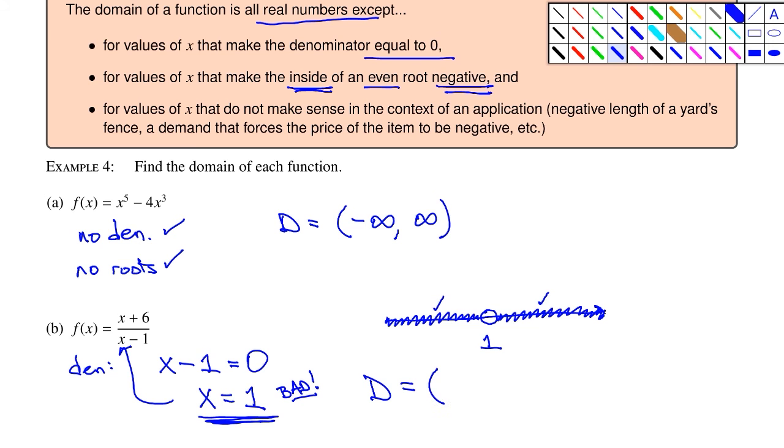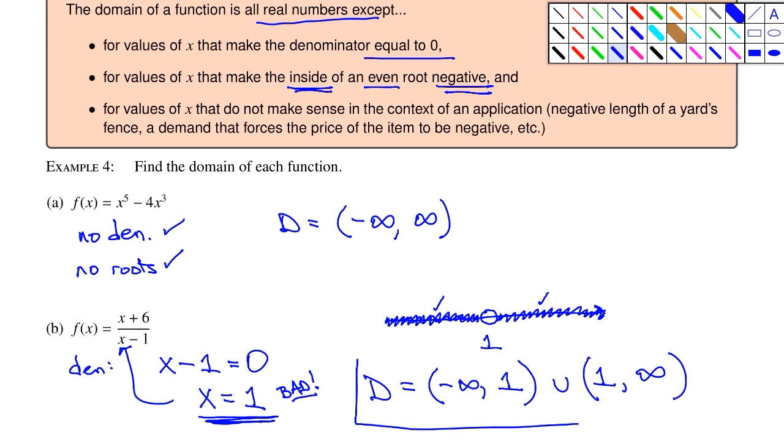So we're going to start here at negative infinity, and it goes up to positive 1. It's open because we're jumping over 1. We pick it up again and start with 1 and then go to infinity. And there's our domain. Negative infinity to 1, union 1 to infinity.